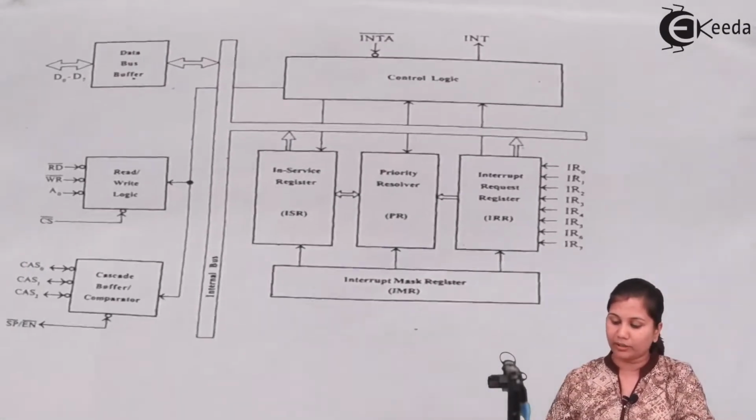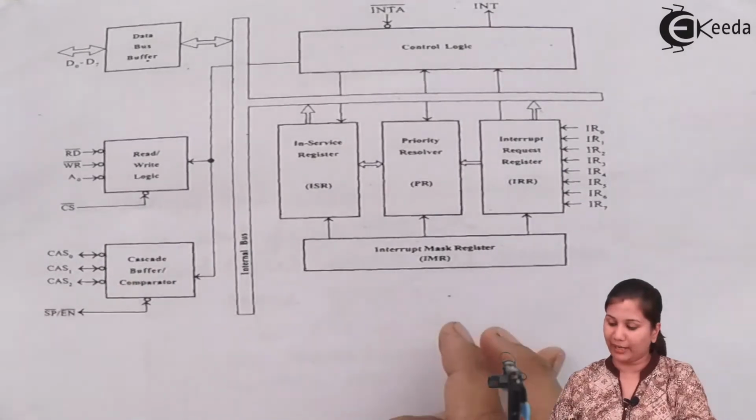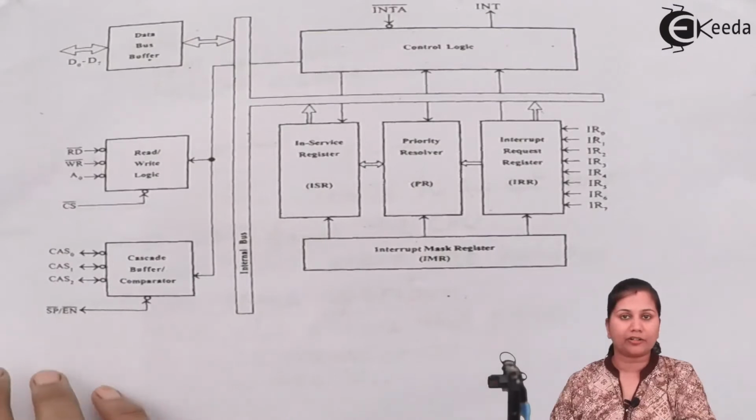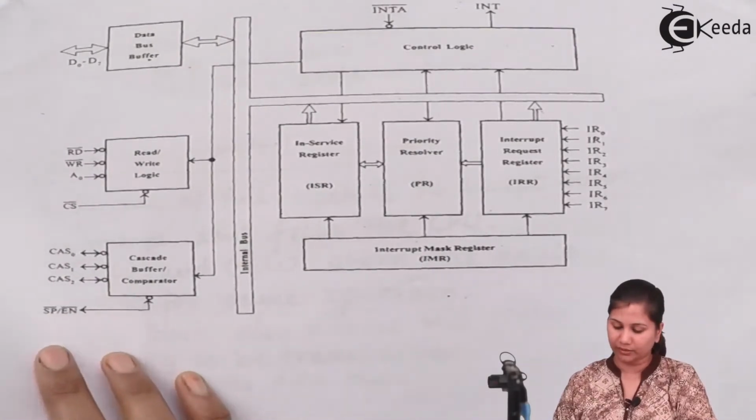Now the next block in this block diagram is the interrupt request register. So let us study the function of this interrupt request register.